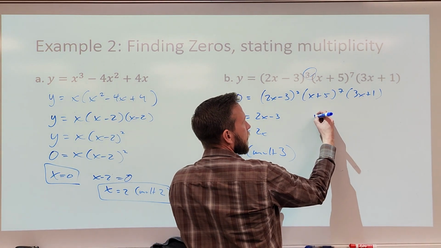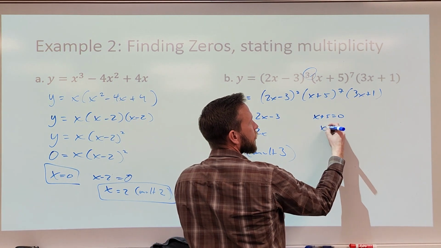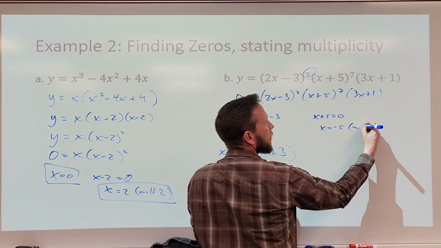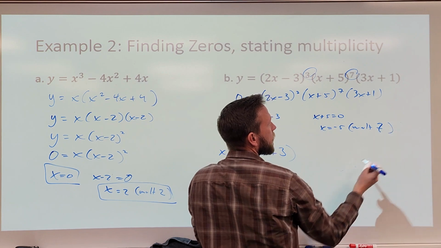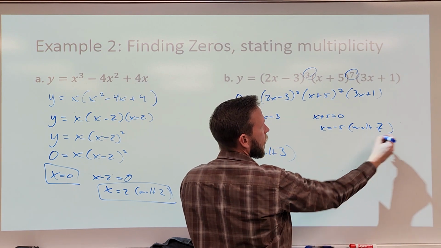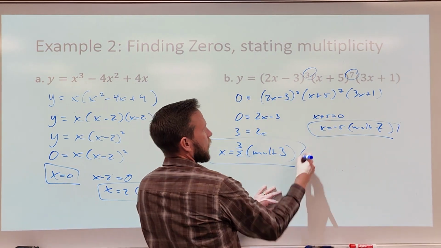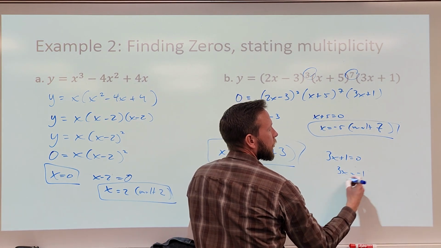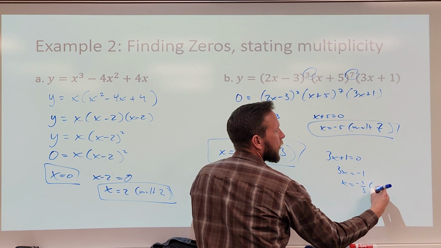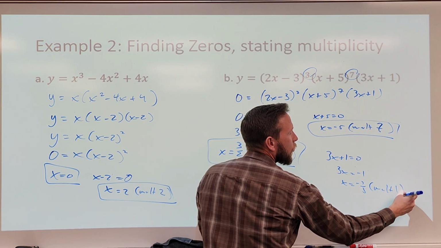Over here, this is x plus 5 equals 0, so x equals negative 5 with a multiplicity of how many? With a multiplicity of 7. And here we have also, let's circle these. Here we also have 3x plus 1 equals 0, when 3x equals negative 1, or x is negative 1/3, and this has a multiplicity of 1.